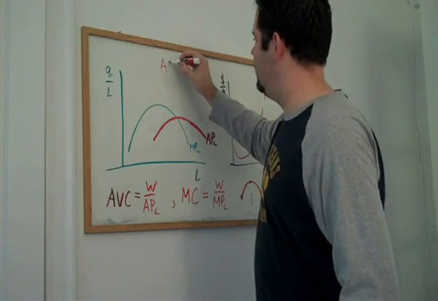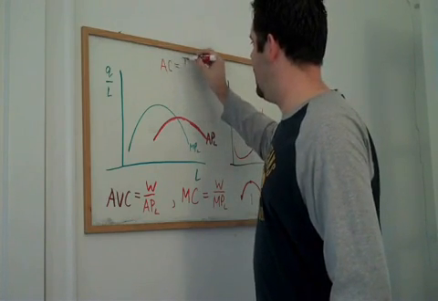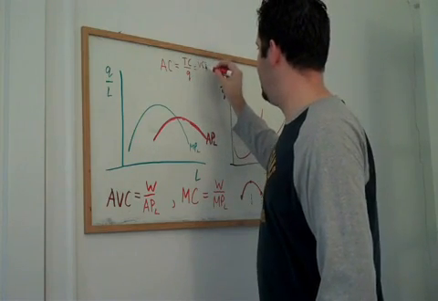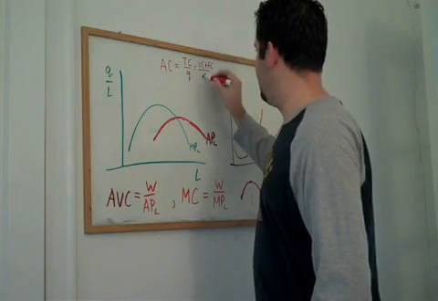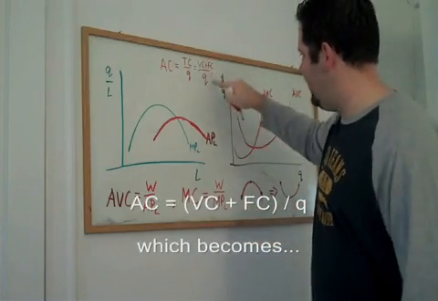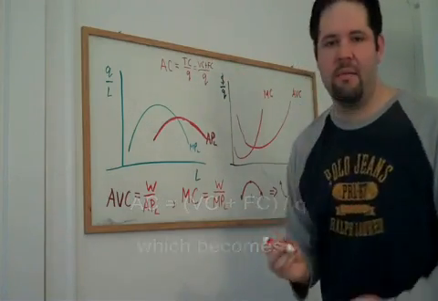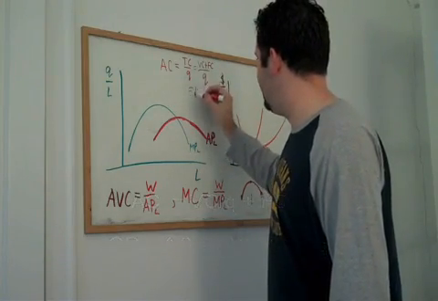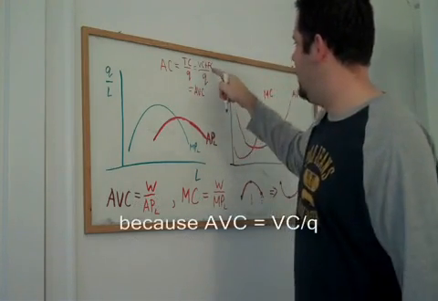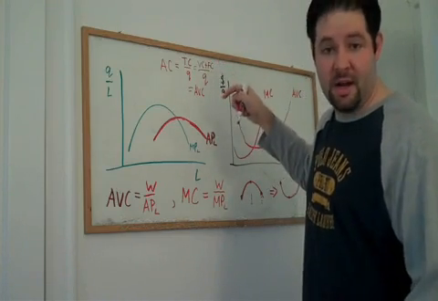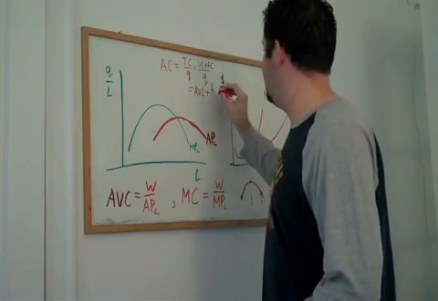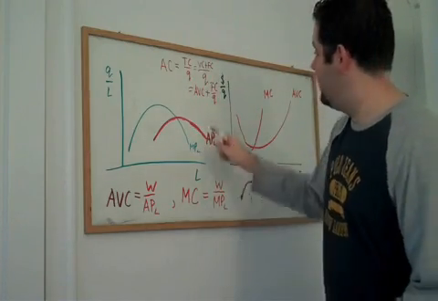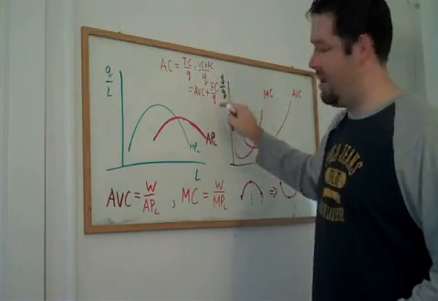So then what happens if we want to know our average total cost? Our average total cost is just total cost divided by quantity. Well, that's just going to be our variable cost plus fixed costs divided by quantity. And you can see that we have average variable cost sitting right in there, and then this other part is fixed costs divided by quantity. So there's our equation for average cost that relates average variable costs, fixed costs, and quantity.